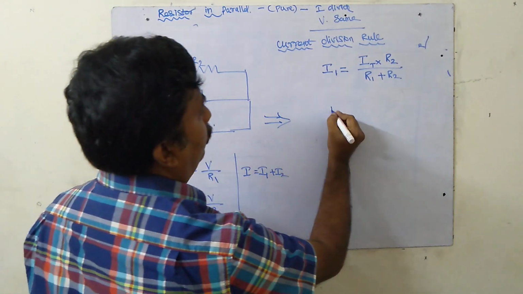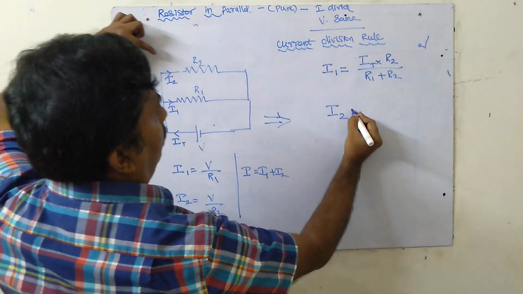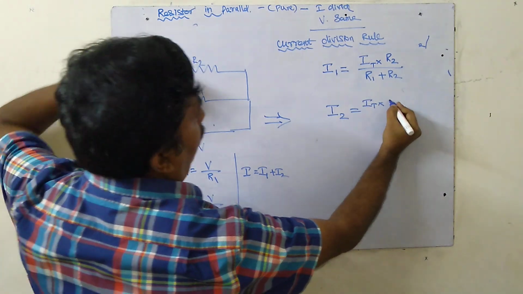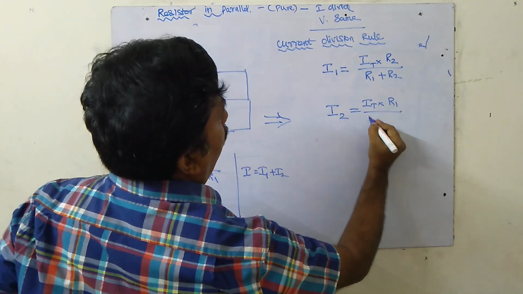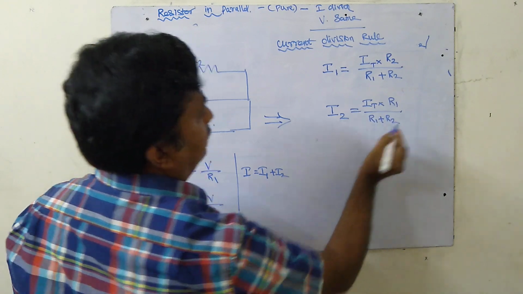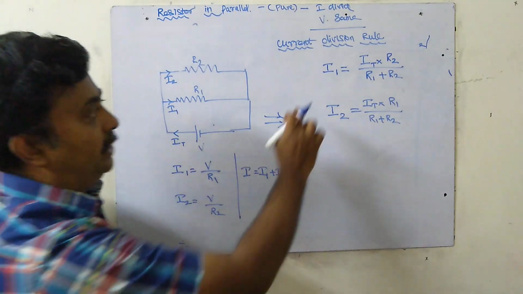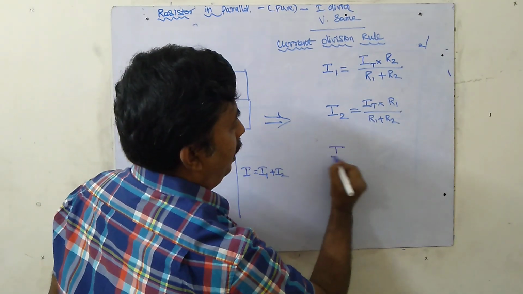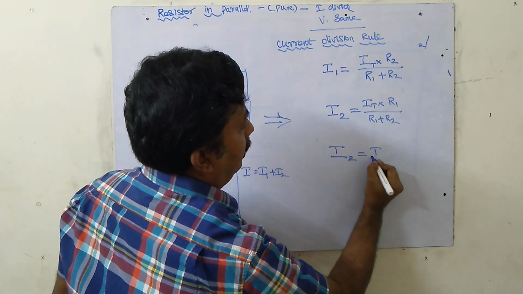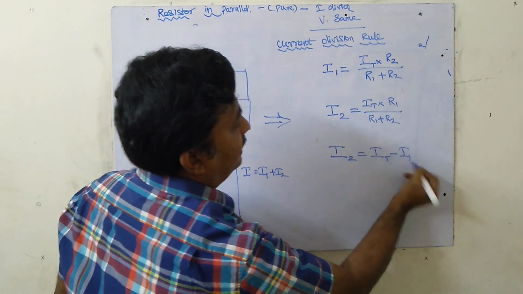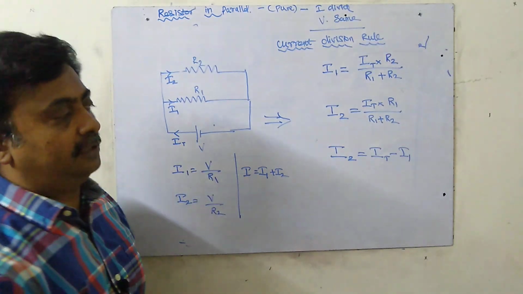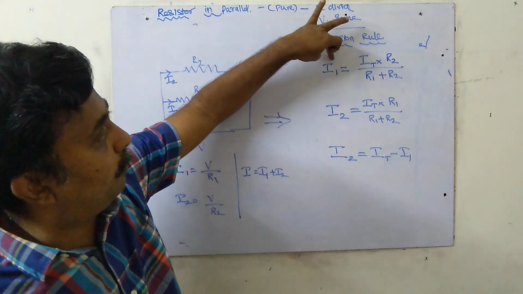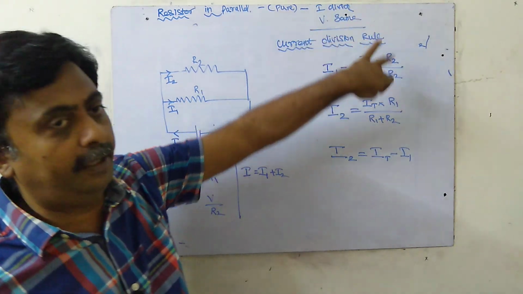Similarly, what is the value of I2? I2 equal to I total into the opposite resistance. What is the opposite resistance of R2? R1 divided by R1 plus R2, the sum of these two resistances. Otherwise, once you find I1, it is not necessary to find I2, because I is a known quantity. I2 equal to I total current minus I1. This is the easiest formula. You should remember I1, current division: I1 equal to I total into opposite resistance divided by total resistance.